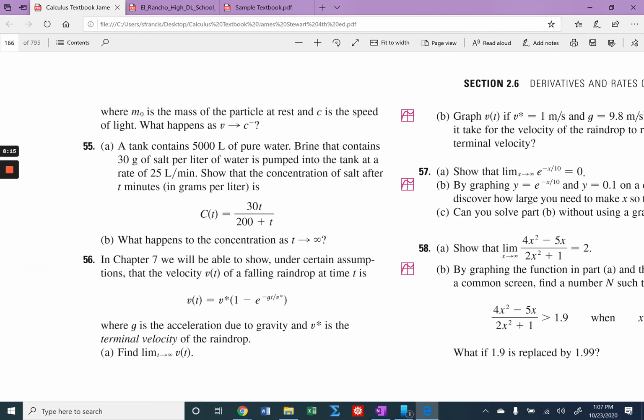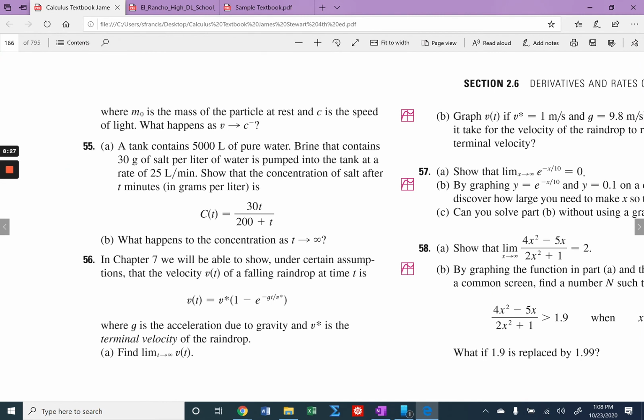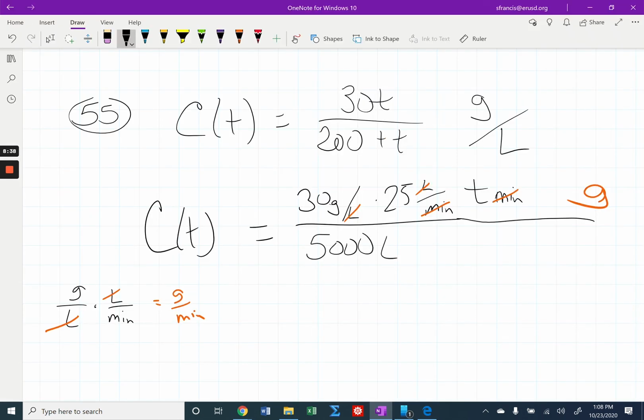Now the denominator's liters, so it's some amount of water. We know it starts with 5,000 liters of water, and then we're adding in 25 liters every minute. It's the brine, but the brine has two things in it, salt and water. So the salt we've already taken care of. Now we're talking about the liters of water. So it's 25 liters coming in every minute. If I'm going to add to this 25, well, this is liters per minute. I can't add liters with liters per minute. So I've got to actually get this into liters.